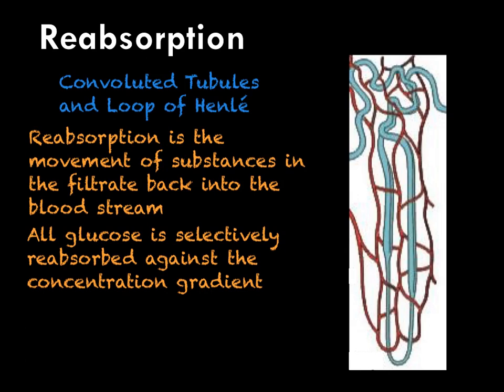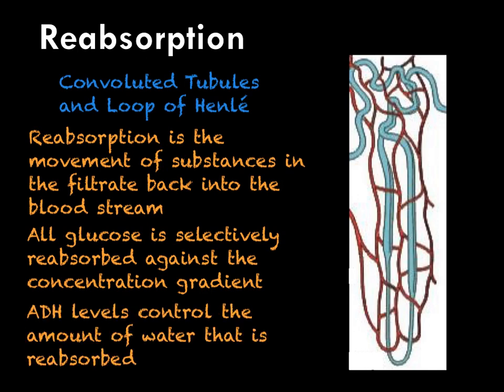In order to determine how much water is moved back into the blood, the body releases a hormone known as ADH. This maintains the right amount of water in the body and is known as osmoregulation. We will look at ADH in more detail later on in this video tutorial.